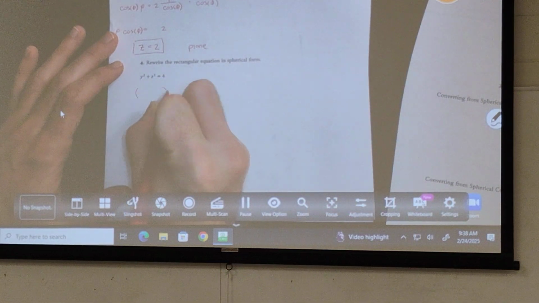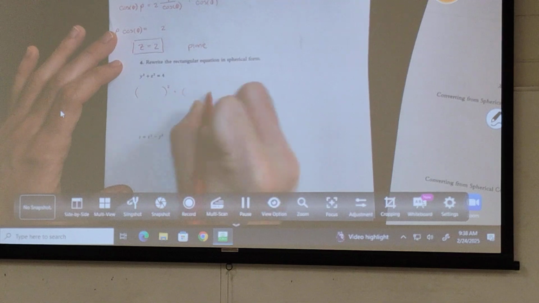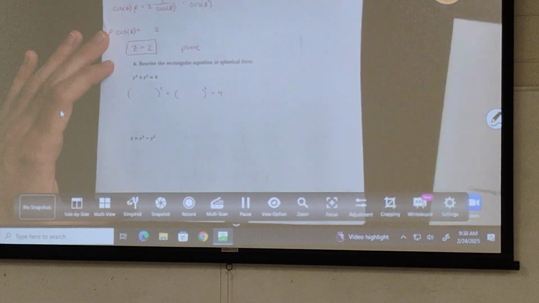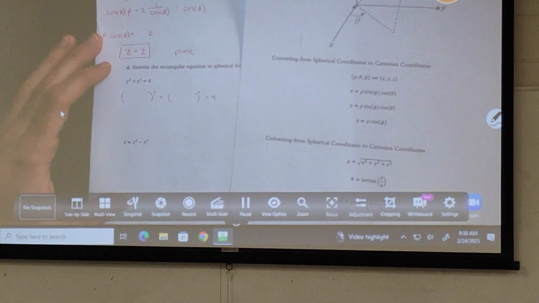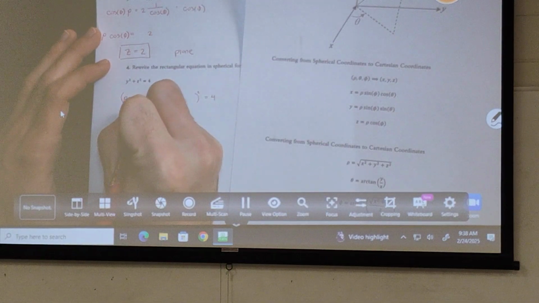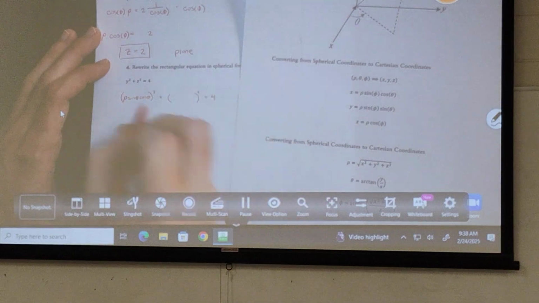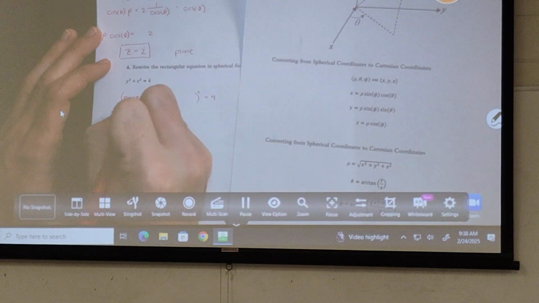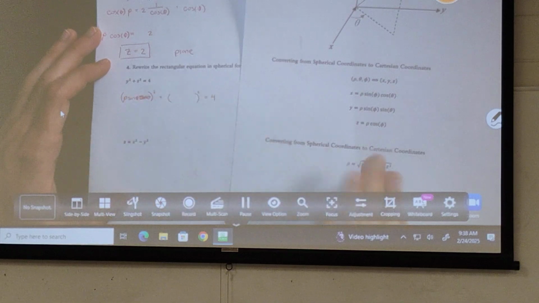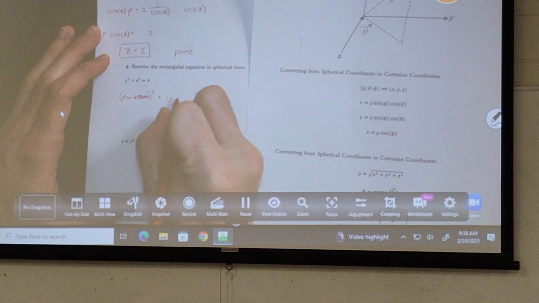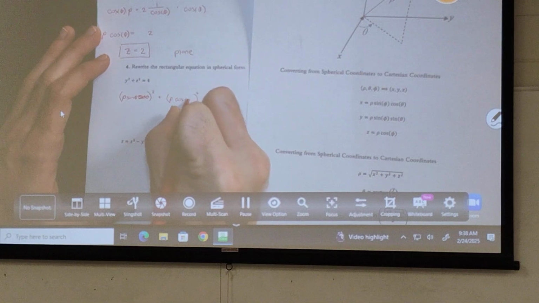So we can just make substitutions for what x is and for what y is. x is rho sine phi cosine theta. I'm sorry, this is supposed to be y. y is rho sine phi sine theta. Right. Fine. And then z is rho cosine phi.